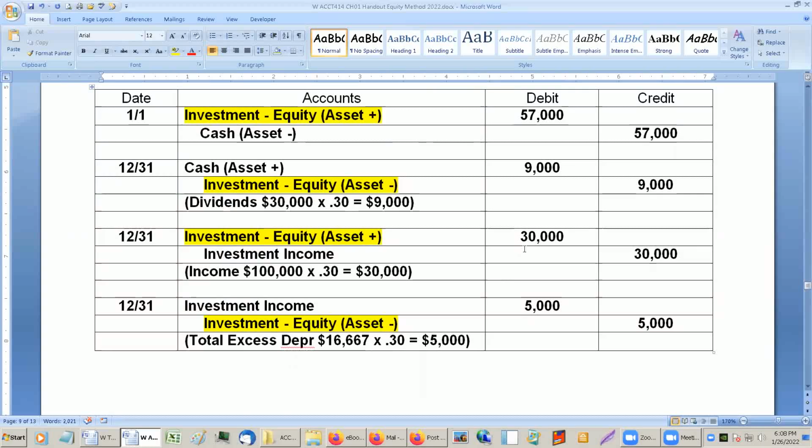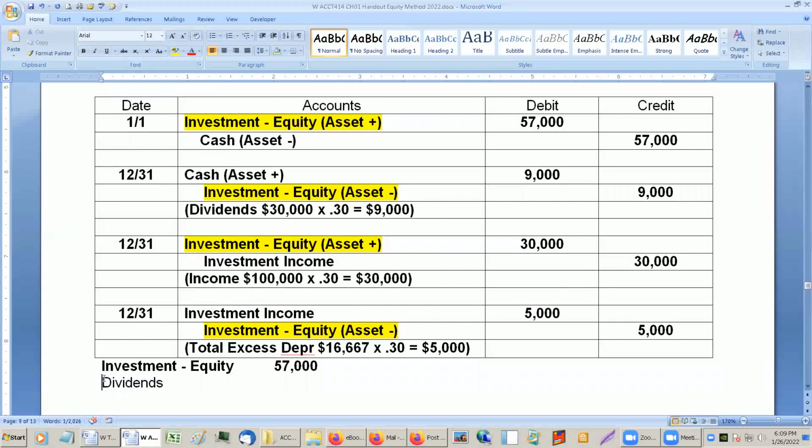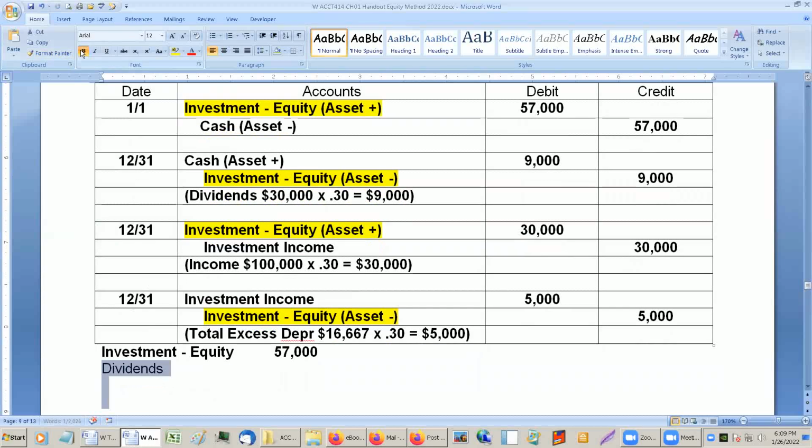At year end, it'll look like this. Let's bold that just for fun. So it started out at 57,000. The dividends decreased it, so minus 9,000. You can also do this in the T account if you wanted to.